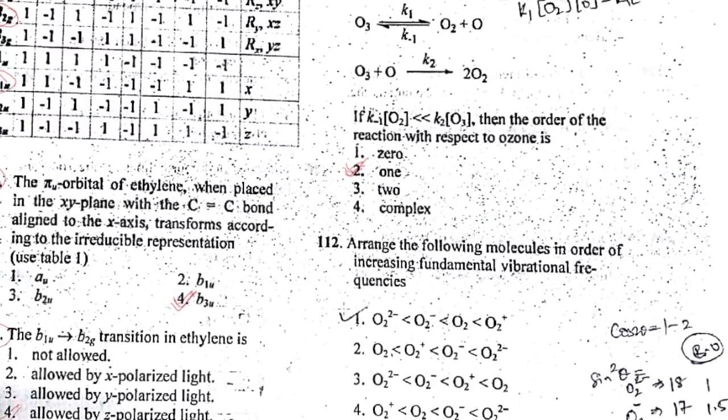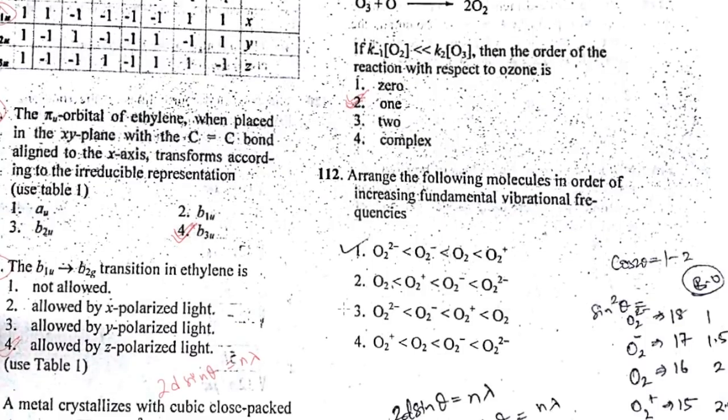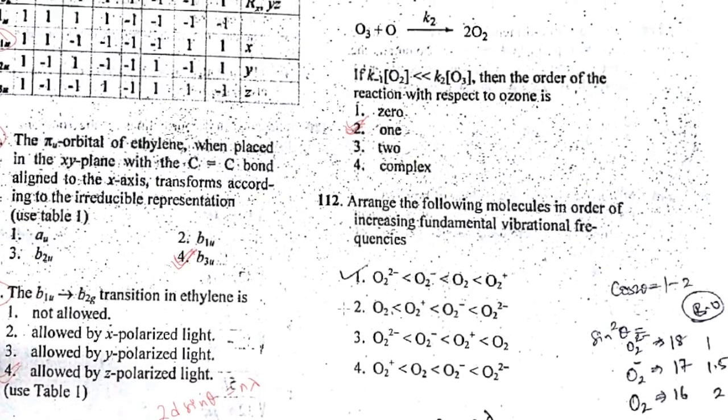And the last question is from physical chemistry. For this question you can use the bond order, which will tell you the order of the fundamental vibration frequency. The bond order for O2 2-, is 2.5, then for this it's 2.0, and for O2 it's 1.5, and then for O2+ it's 1.0.